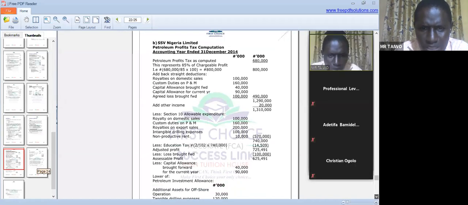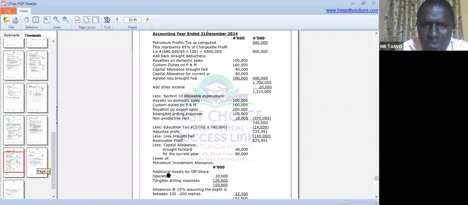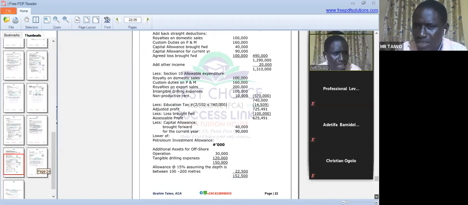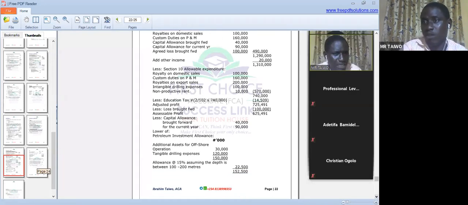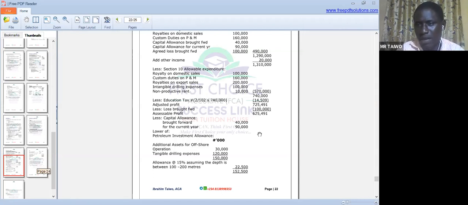To compute the petroleum investment allowance, you see the additional asset was 30 million. They say they capitalize tangible drilling expenses. That capitalization, you add it to this asset to give you 150 million. So far it's 150 million, and the examiner said it was just purchased. I told you that when you're computing petroleum investment allowance, it must be in the year in question. You just acquired it. That's why you have to compute PIA on it.